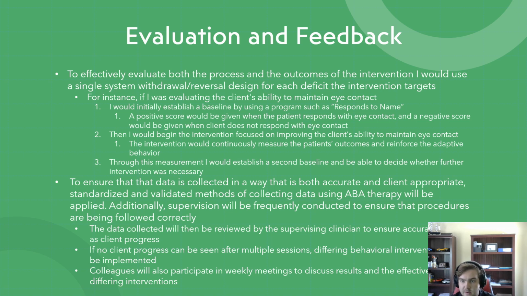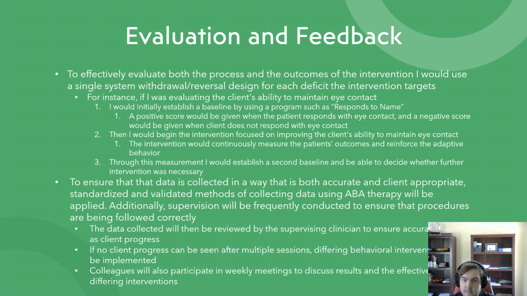Through this measurement, I would be able to establish a second baseline and be able to decide whether further intervention was necessary. So typically, I would imagine that it would be, especially to prevent backsliding. So think about your AB graph that we had in chapter 12, I believe it was. So we would have our baseline that we establish. How many times is the client looking at me when I say their name? We do the intervention. We're measuring that as we go. We do another baseline to see if anything's improved. If something has improved, great. If we've extinguished the behavior, even better. If we still think there's room for improvement, we continue the intervention and see where we're at the end of it.